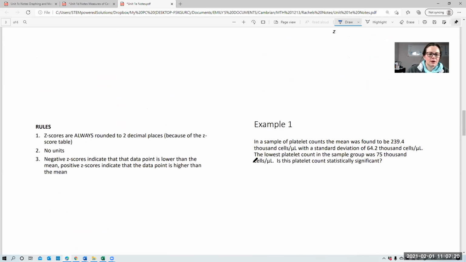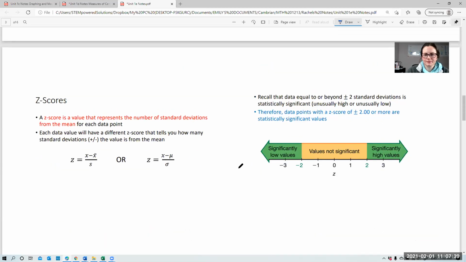Or Z equals X minus mu, the population mean, divided by sigma, the population standard deviation. Rules: Z-scores are always rounded to 2 decimal places because of the Z-score table, and there are no units. Rule number 3: negative Z-scores indicate that the data point is lower than the mean. Positive Z-scores indicate that the data point is higher than the mean. Recall that data equal to or beyond 2 standard deviations is statistically significant, unusually high or unusually low. Therefore, data points with a Z-score of plus or minus 2 or more are statistically significant values.